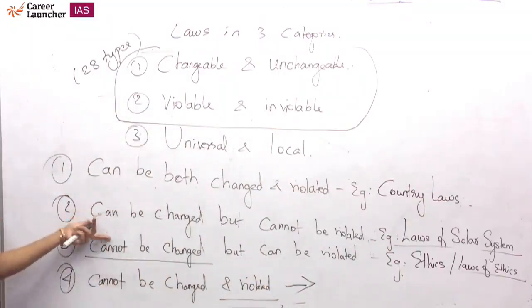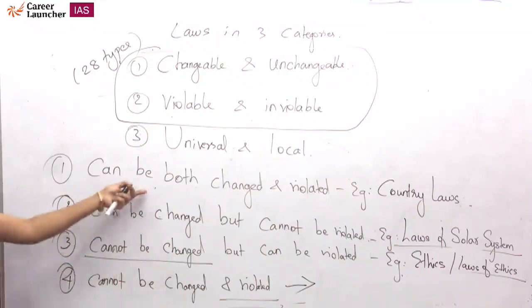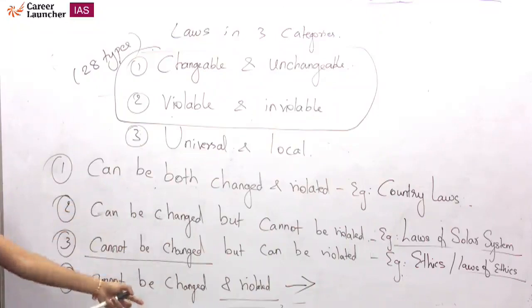So whenever he is asking about the difference between law and ethics, you have to categorize like this and put ethics in the third category. Ethics comes in the third category, and the laws made by humans for the regulation of behavior come under the first category. The fourth category cannot be changed or violated. What is an example for that?